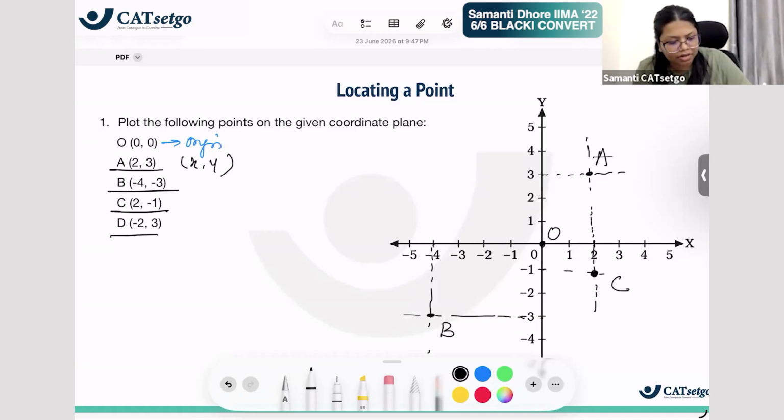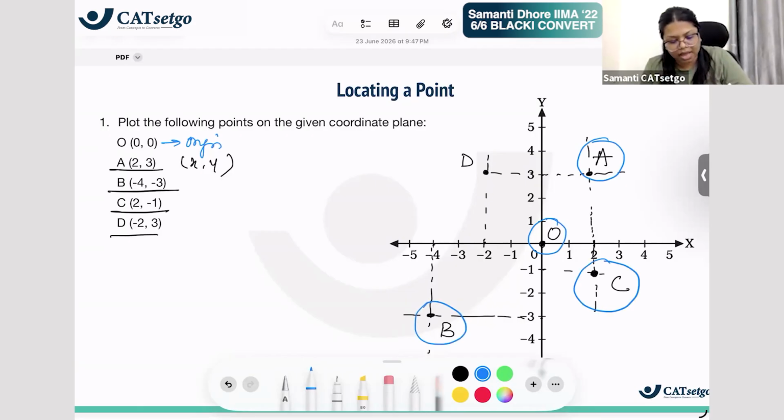And where is point D? (-2, 3). -2 is here and 3 is positive up to here, right? So this way we end up looking at 5 points: O, A, B, C and D. We plotted 4 points accordingly. Fair? So this is how you locate a point on a Cartesian plane using the x comma y coordinates that are given to you. Okay.